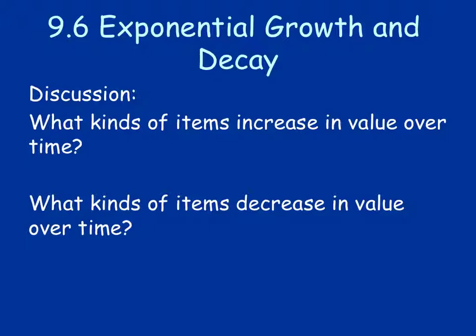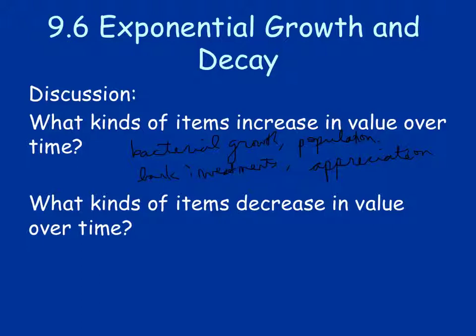Alright, so we talked about this in class. What were some types of items that increase in value over time, exhibiting exponential growth? We talked about things like bacterial growth, or population growth. You can also have bank investments. Hopefully they're growing. You can have appreciation of houses. Okay, the value of your house can appreciate, which means it can increase.